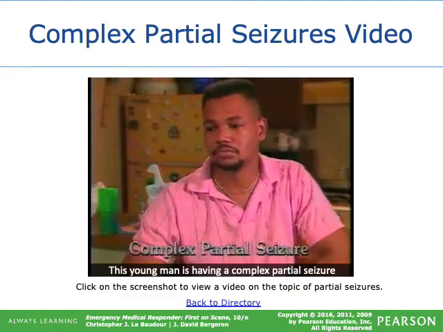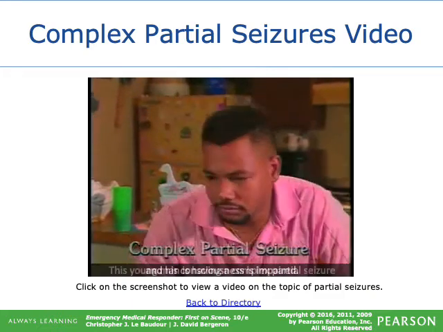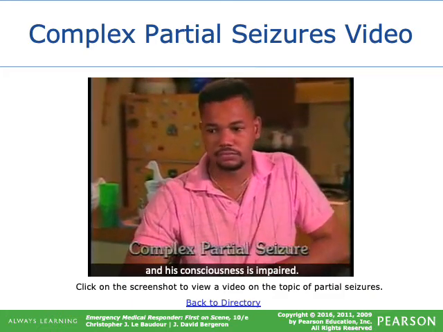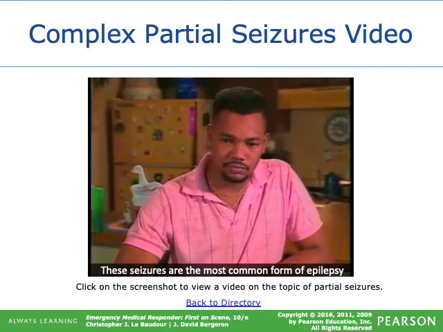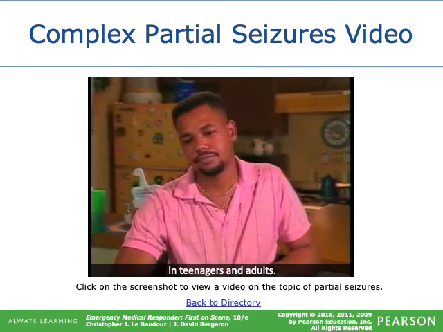This young man is having a complex partial seizure, and his consciousness is impaired. These seizures are the most common form of epilepsy in teenagers and adults.